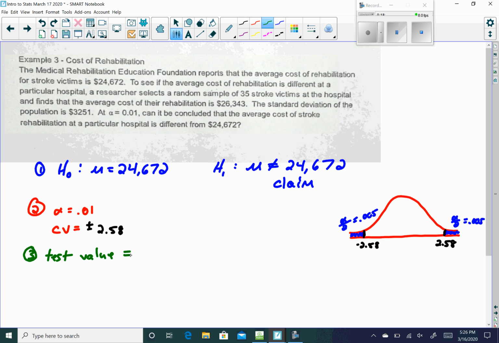Alright, so our sample mean is going to be the 26,343 minus the 24,672 all over the 3251 here, divided by the square root of 35. Again, pause to calculate that. And we should be getting a 3.04. So 3.04 shows up over here. So our decision is to reject the null hypothesis.